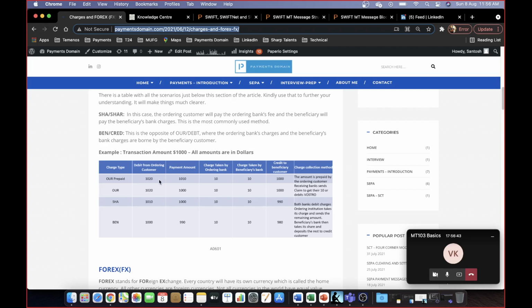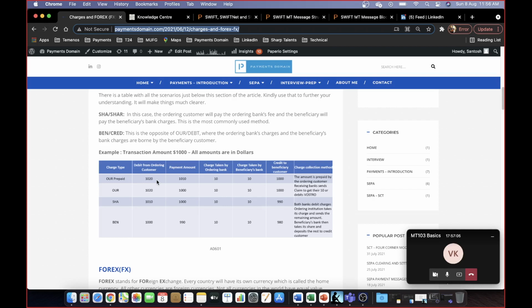So the accounting entries, as you asked, is that the ordering customer will be debited 1,020. The Nostro account will be credited 1,010. So that's the accounting entry that happens in the ordering customer's bank's account.